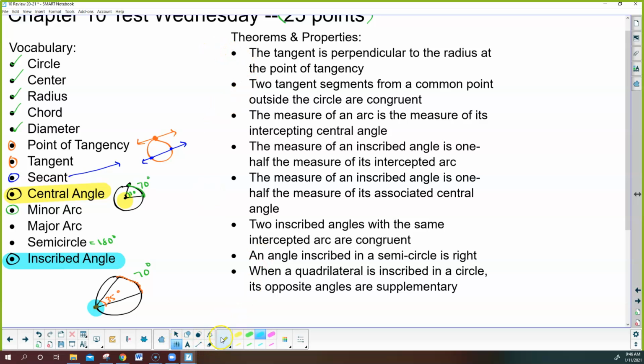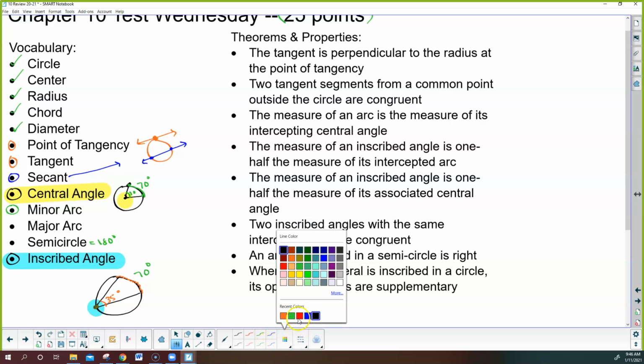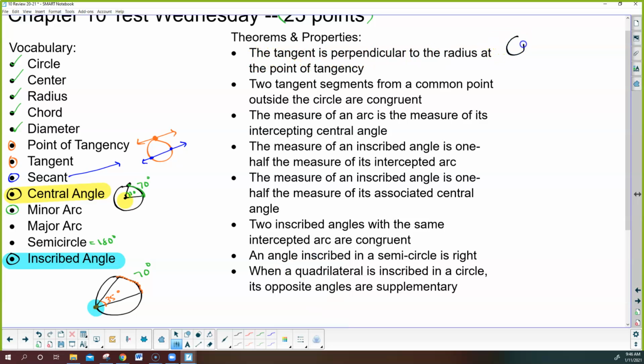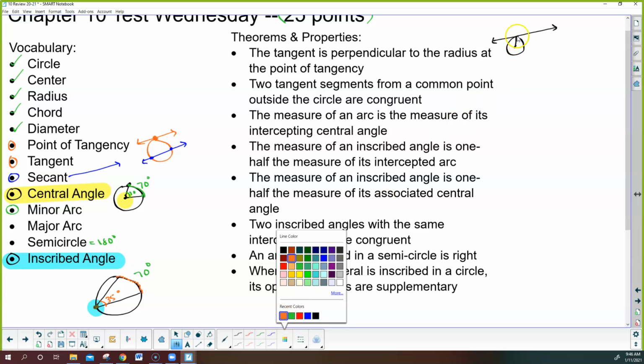I'm a visual learner, so I might draw a picture for some of these. The tangent line is perpendicular to the radius at the point of tangency. That's technically what we just used to do the warm-up. So I could draw it like this, and we know that if this is truly a point of tangency, then this angle formed between the tangent line and the radius is 90 degrees, or perpendicular.